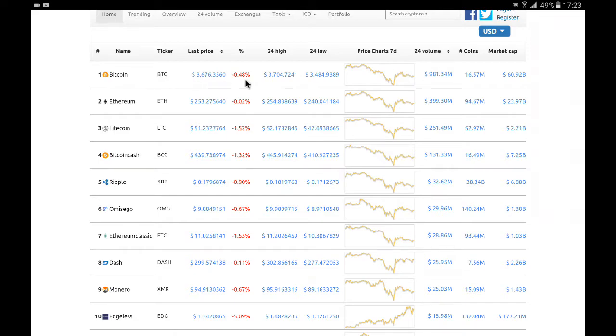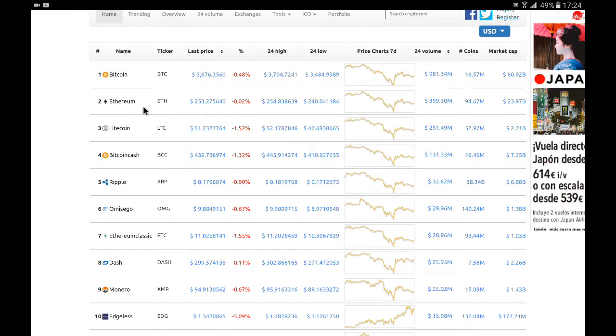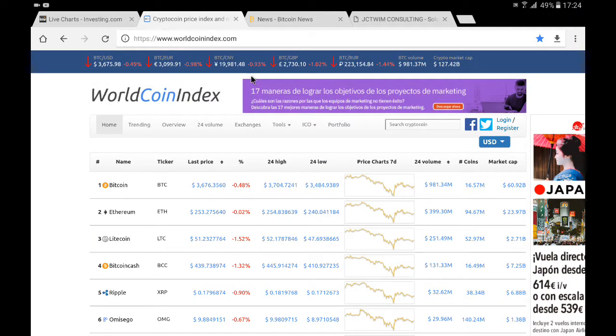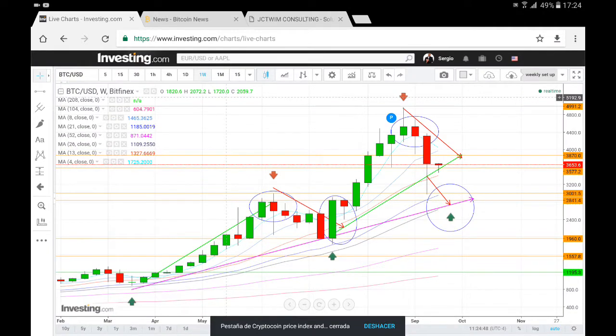Over here, price, you see now today everything is in red. Number two, second spot for Ethereum, same thing. Number three, Litecoin, same thing. Downside, Bitcoin Cash, BCC. Downside, Ripple going down, Omisego going down, Ethereum Classic number seven going down, Dash number eight going down, Monero number nine going down, and new entry in the top 10, Edgeless, also going down. But still, for the last week, that particular crypto was uptrending, so it is in a bullish sentiment for Edgeless. Okay, so that's it for the top 10.